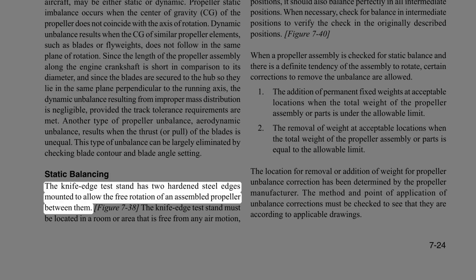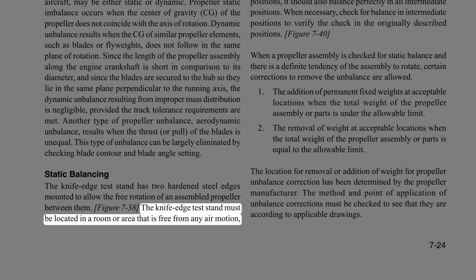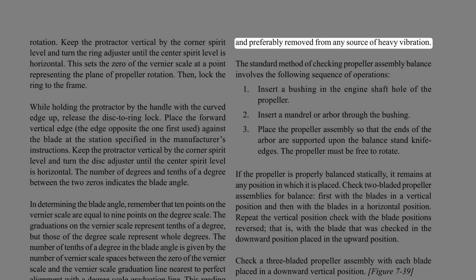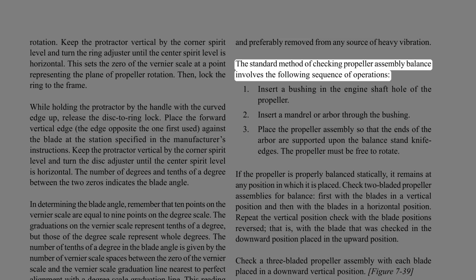Static balancing. The knife edge test stand has two hardened steel edges mounted to allow the free rotation of an assembled propeller between them. The knife edge test stand must be located in a room or area that is free from any air motion, and preferably removed from any source of heavy vibration. The standard method of checking propeller assembly balance involves the following sequence of operations.